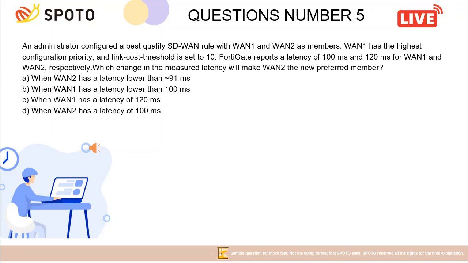A. When WAN2 has a latency lower than 91 ms. B. When WAN1 has a latency lower than 100 milliseconds. C. When WAN1 has a latency of 120 milliseconds. D. When WAN2 has a latency of 100 milliseconds. You have 15 seconds to answer.